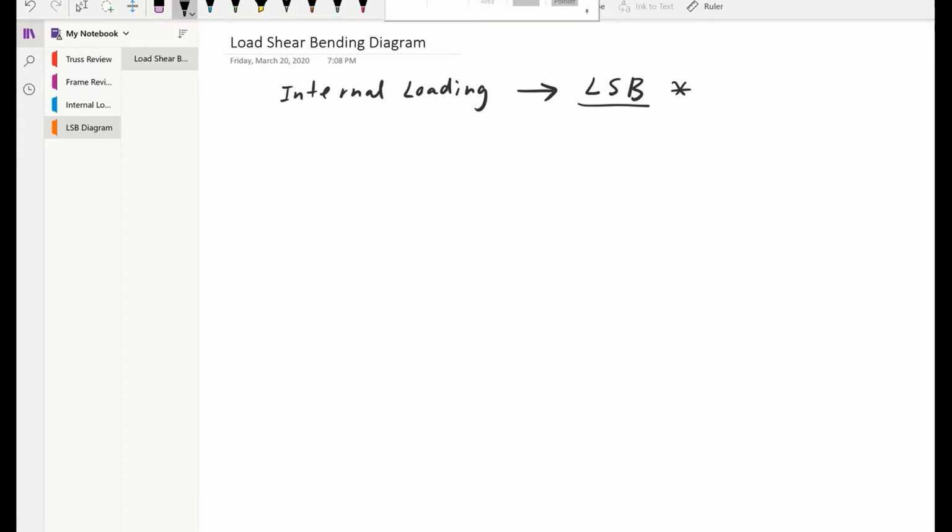Even when you visit a firm who are working on structure projects, the load shear bending diagram is the basic tool they will be using every day in their projects. So it's a very important concept. Now let's talk about the difference between internal loading and load shear bending. If you remember our internal loading, we can find the N and V and M, normal, shear and bending, at a particular point, at a specific point.